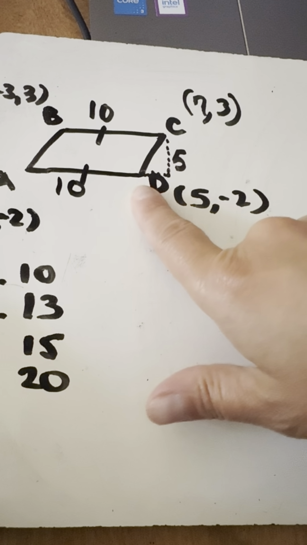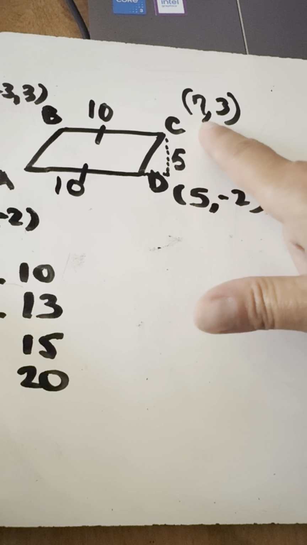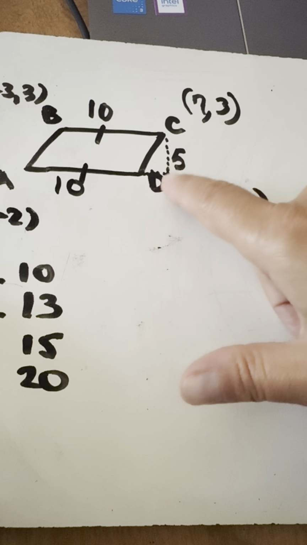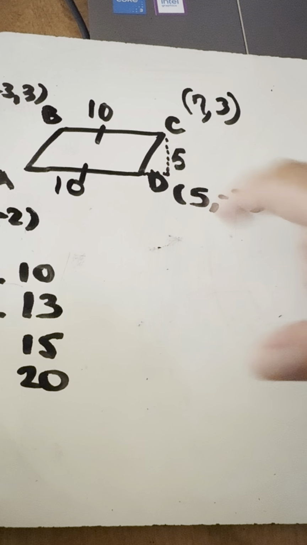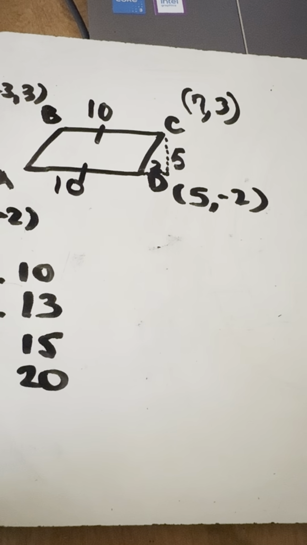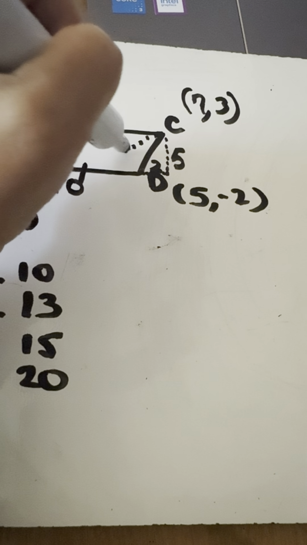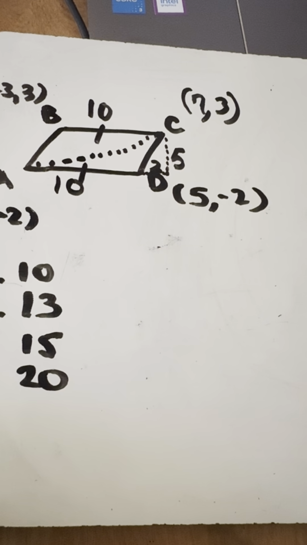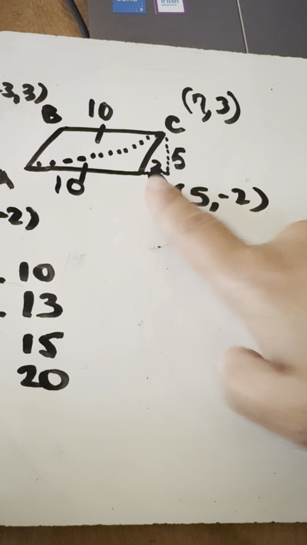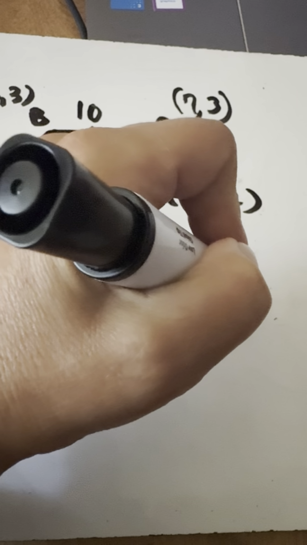Now, if D is at 5 for the x coordinate, but our C value is at 7, that means there's a distance of 2 to get over from this point to this point, which lines up with C. So this is going to be 2 in this tiny little part. Now I know enough information to use the Pythagorean theorem to figure out that diagonal. I have a length of 10 plus this little 2 piece, which is 12. I'm going to redraw this so you can see what the main triangle looks like.